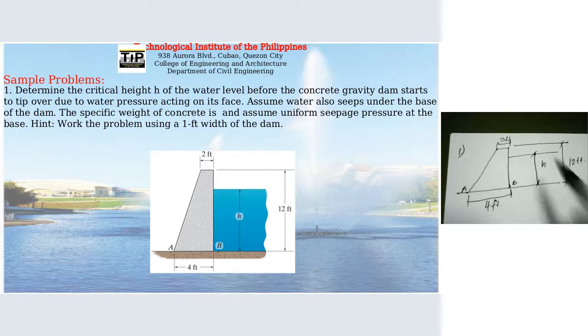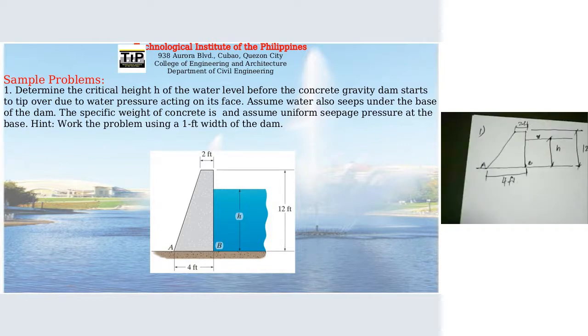Okay. So we want to get the height of the water level before the concrete gravity dam starts to tip over due to the water pressure acting on its base. So we will use summation of moment here. But let's draw the uniform seepage pressure first.